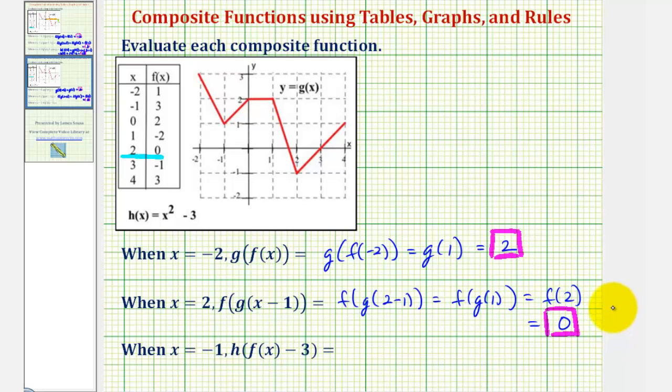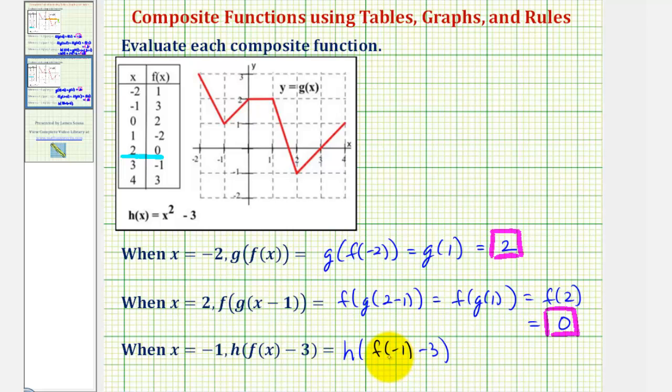And now for the last example, we're given x equals -1. We want to find h of the quantity f of x minus 3. So we'll first substitute -1 for x. So we would have h of f of -1 minus 3.